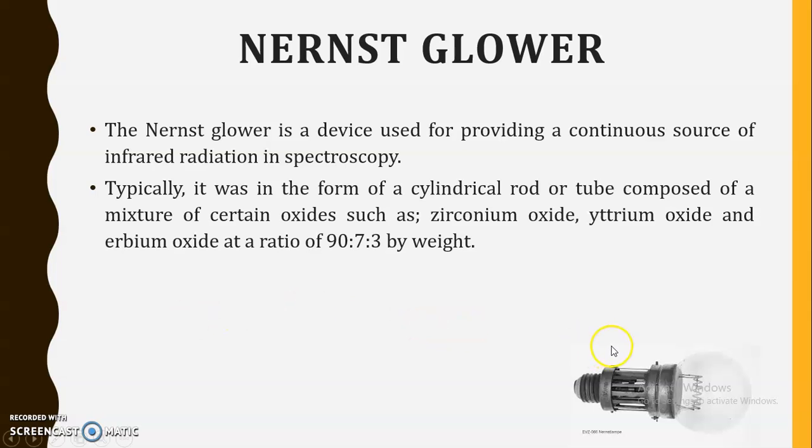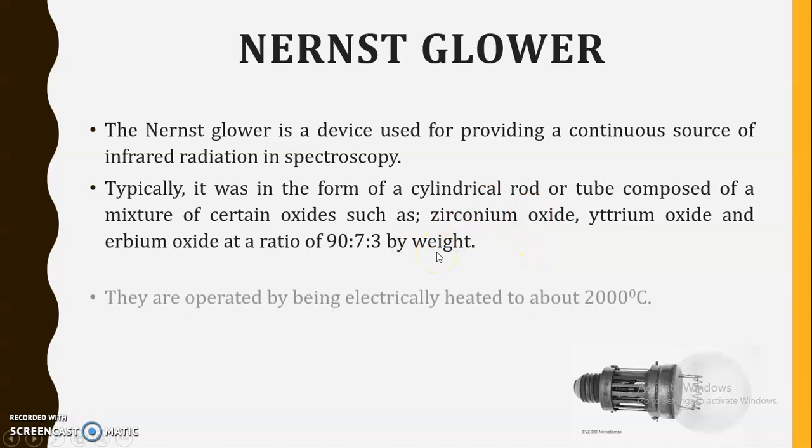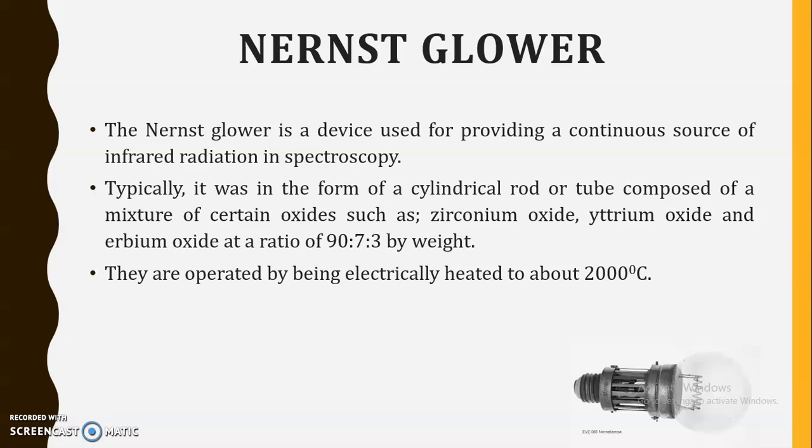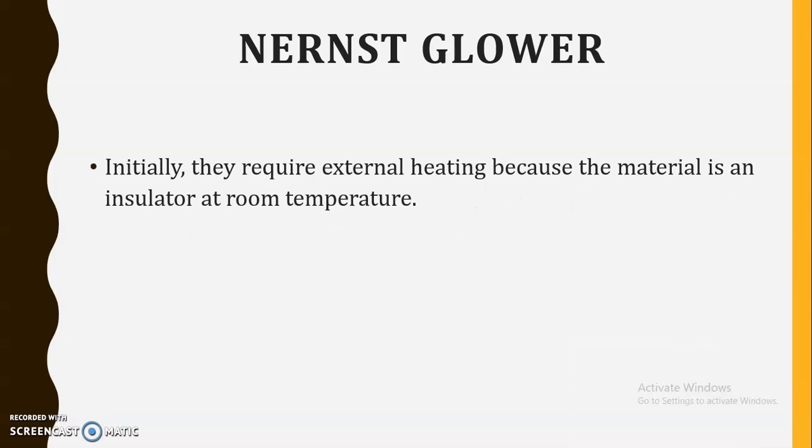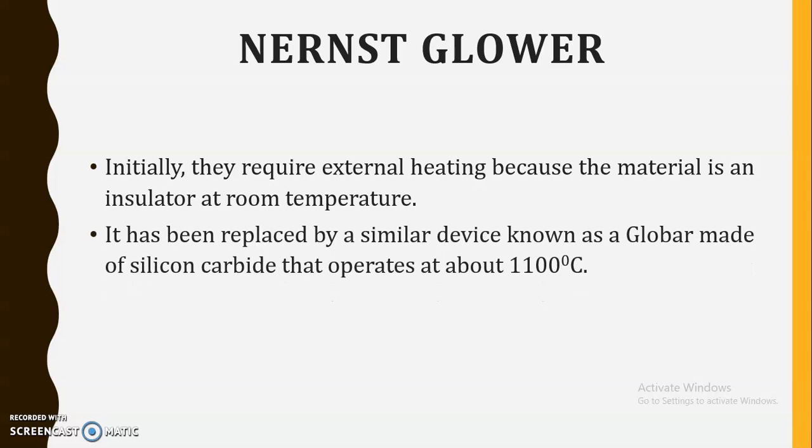Again the construction is quite the same. The filament is used, but instead of making the filament of tungsten, here certain oxides are utilized, that is zirconium, yttrium, as well as erbium oxide. Other oxides are also used for preparation of the Nernst glower. They are operated by being electrically heated to about 2000 degrees Celsius. Initially they require external electric heating because the material is an insulator at room temperature.